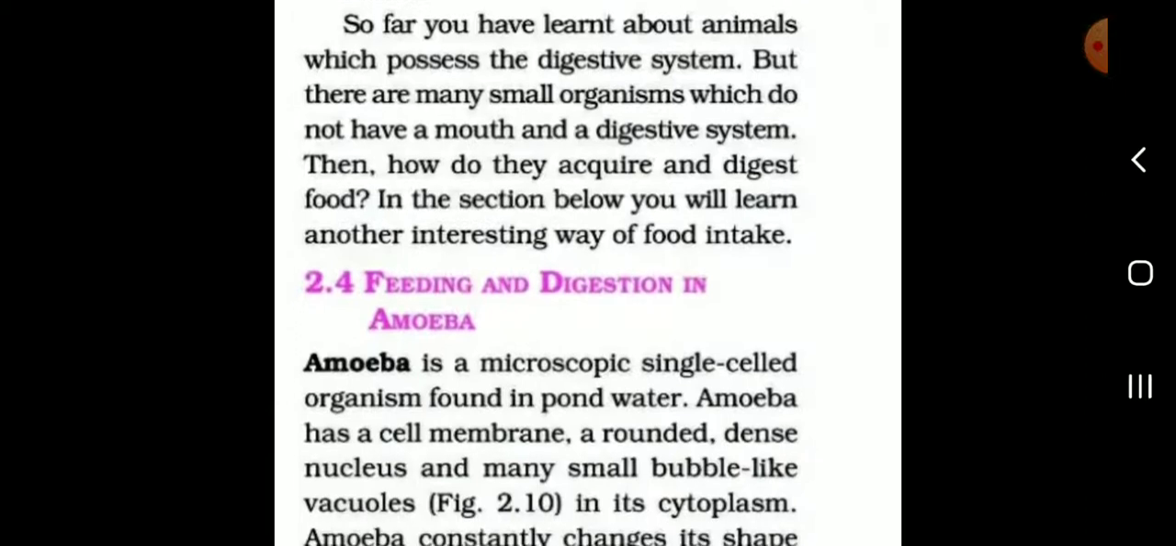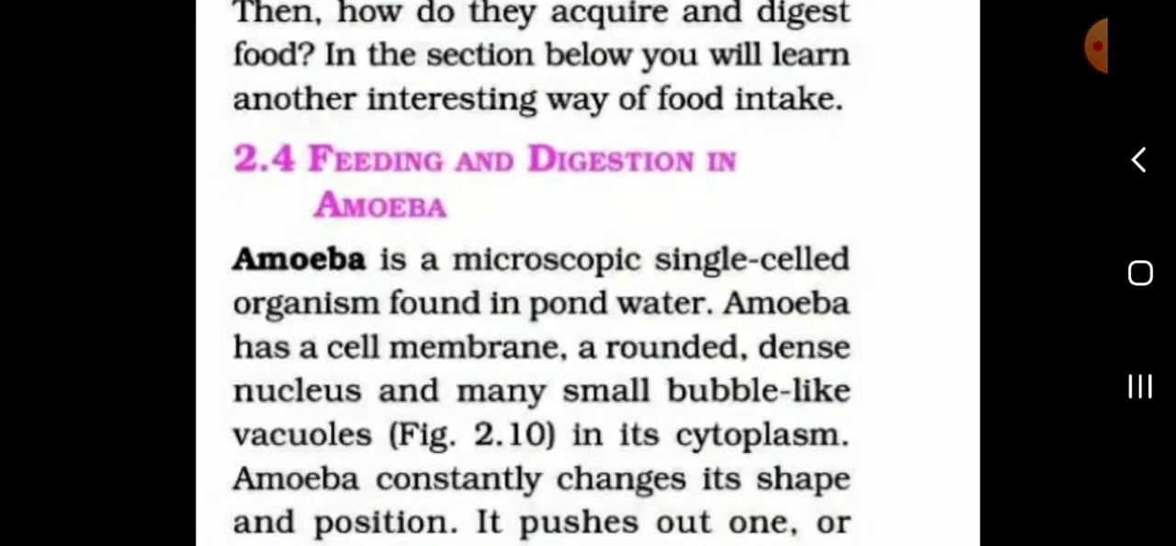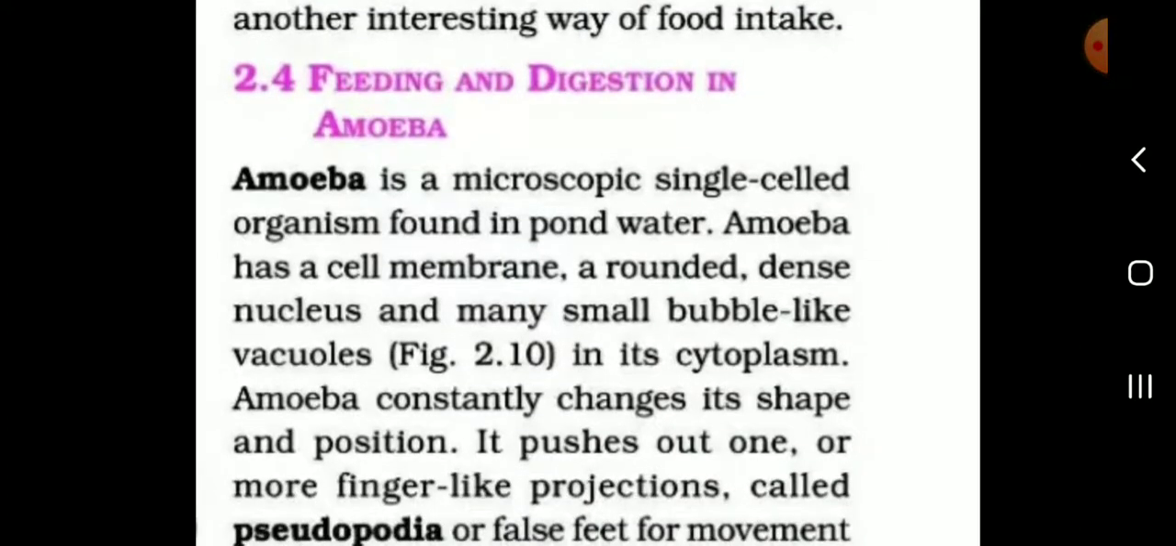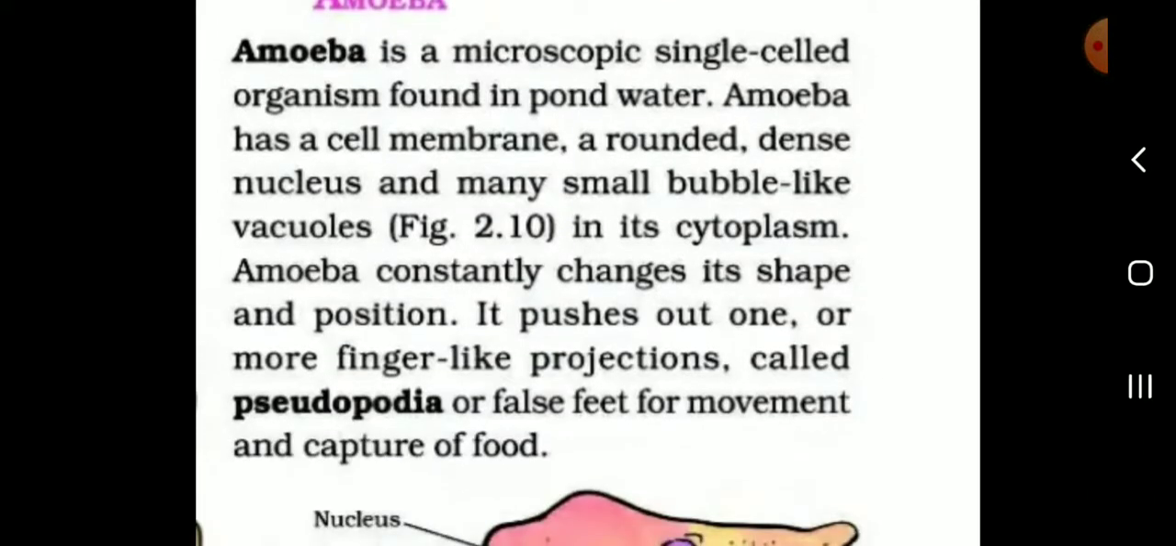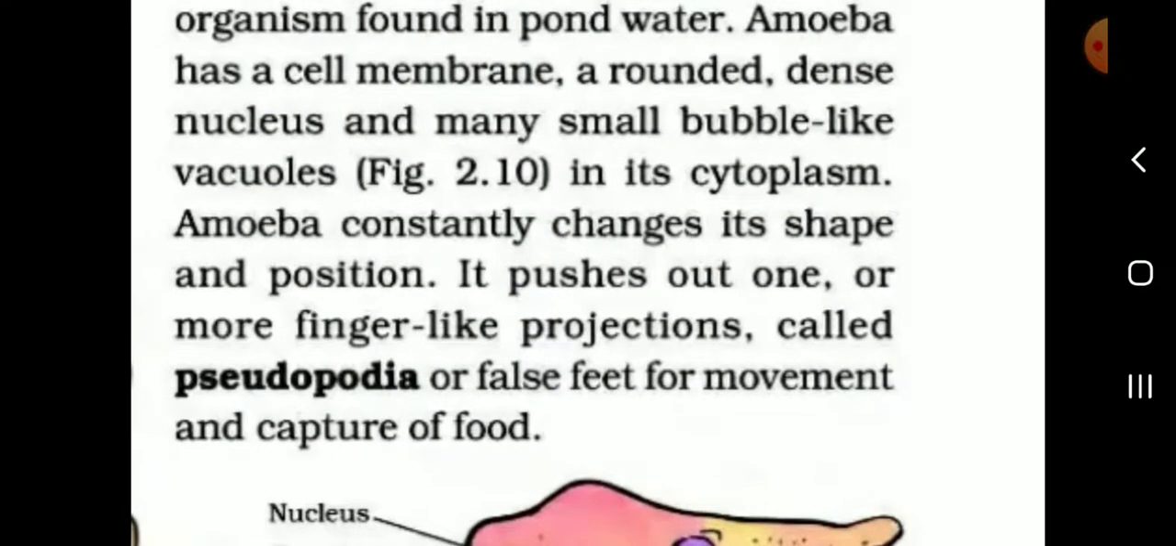Okay, next, feeding and digestion in amoeba. Amoeba is a microscopic single-celled organism. The amoeba has a cell membrane, a rounded dense nucleus and small bubble-like vacuoles in the cytoplasm. Listen, pseudopodia. What is pseudopodia? The finger-like projections called pseudopodia. Pseudo means false, podia means feet. What is the main function of pseudopodia? The movement and capture of food.